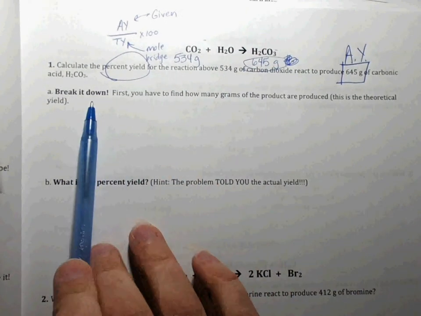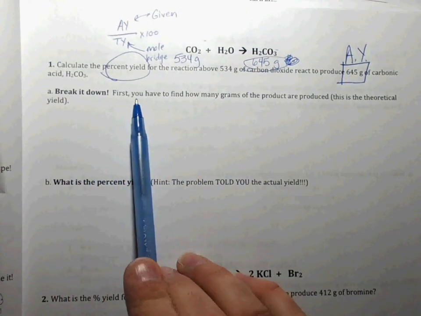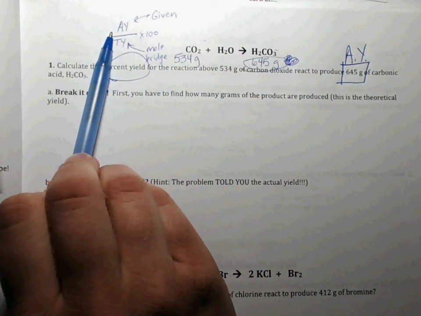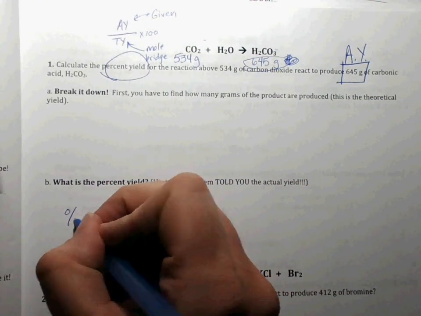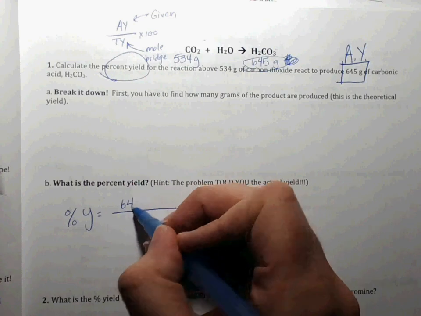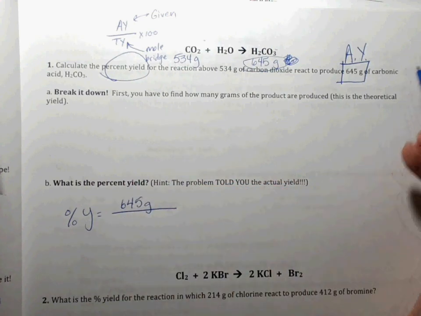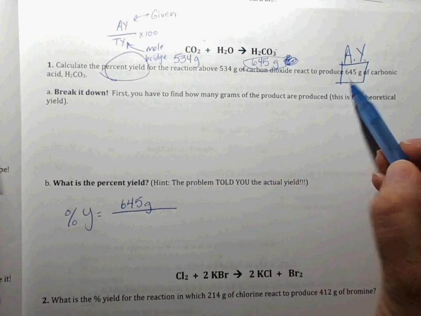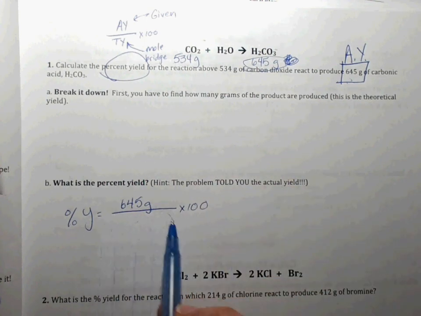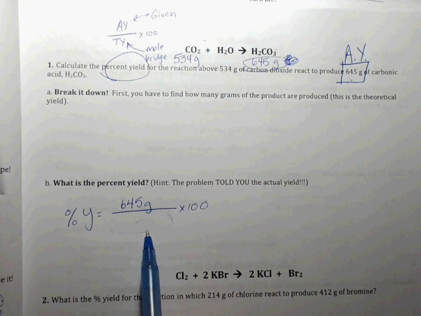So, let's break down this problem. If we want to find the percent yield, we know our actual yield that we're going to put on top, but we need to know the theoretical yield. So, I know the percent yield is going to be the 645 grams that was the actual yield that they gave me, divided by something times 100. We have to find this something, this theoretical yield.